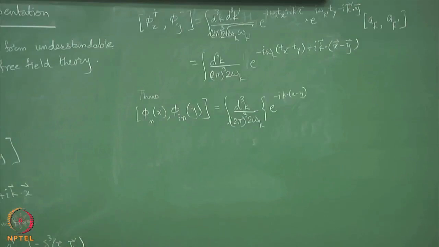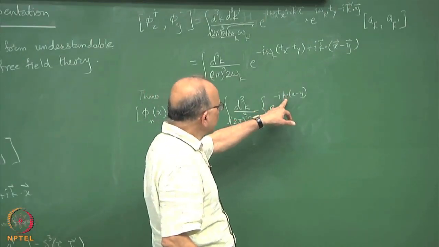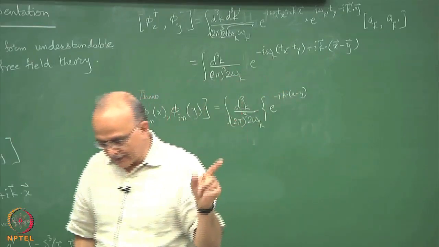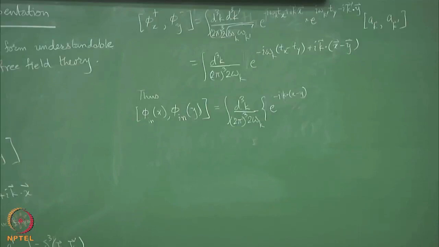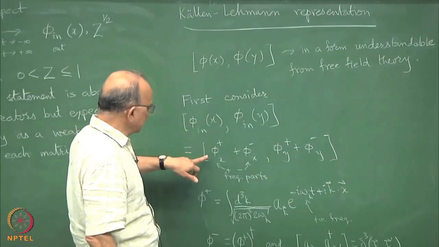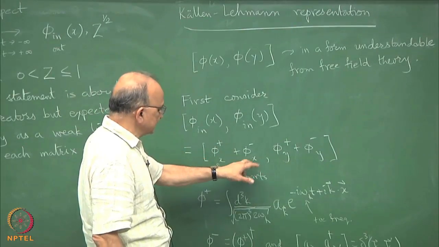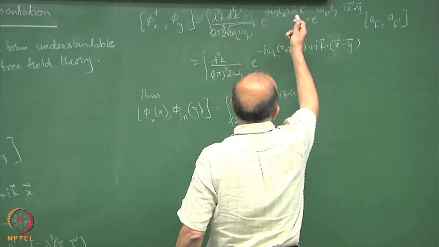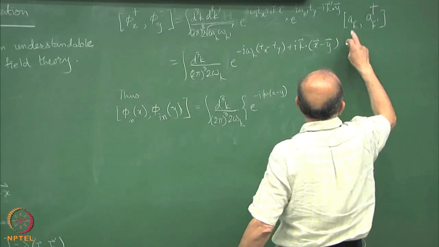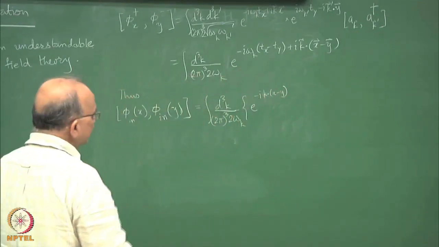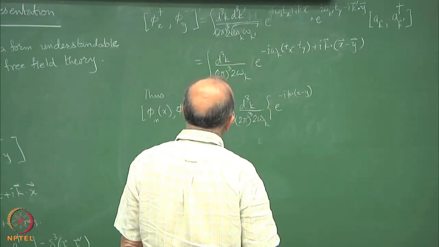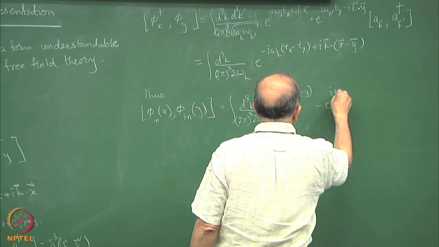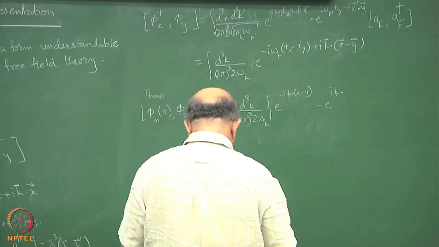And when we do the same thing with the other part, here it is to be understood that k 0 is actually, because there is only d3k, you have to understand k 0 to be the positive square root of k squared plus m squared. And the other part, which is the commutator of phi in minus x with phi plus y, will contain, firstly, these signs will be opposite, and it will contain a dagger here and an a there, so that will put a minus sign, because the commutator is in the opposite order. And this sign will become plus, so we write a minus sign and e raised to plus i k dot x minus y.